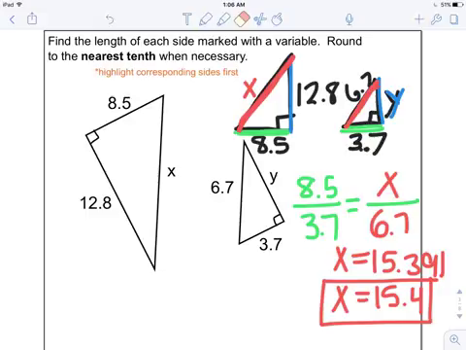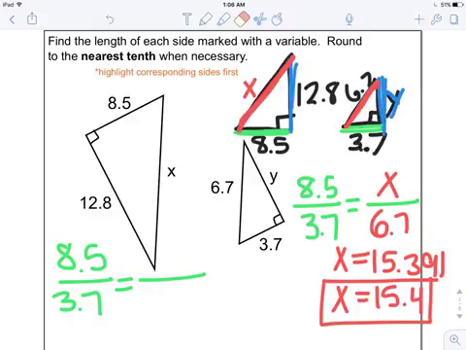Okay, but we still have a y over here to solve for, so what we do now is we go back in, start with the original proportion, or the original ratio that we knew, which was our green ones, right? We had 8.5 over 3.7, so our green sides. And now we'll set that equal to, we're looking for our y over here, right, our blue sides. So we're going to go back to the big figure because that's where we started, and do 12.8 over y.